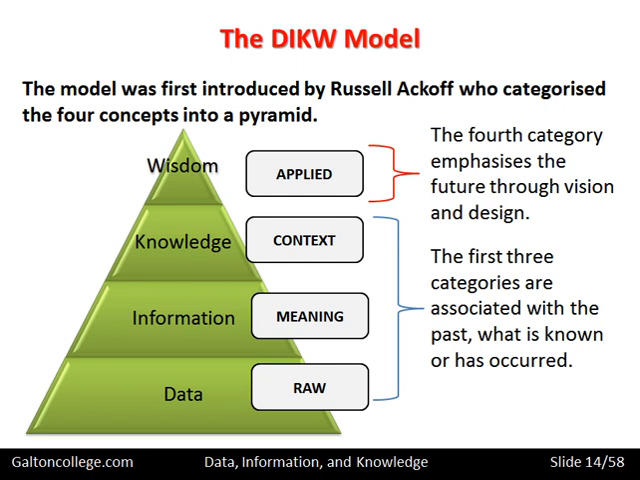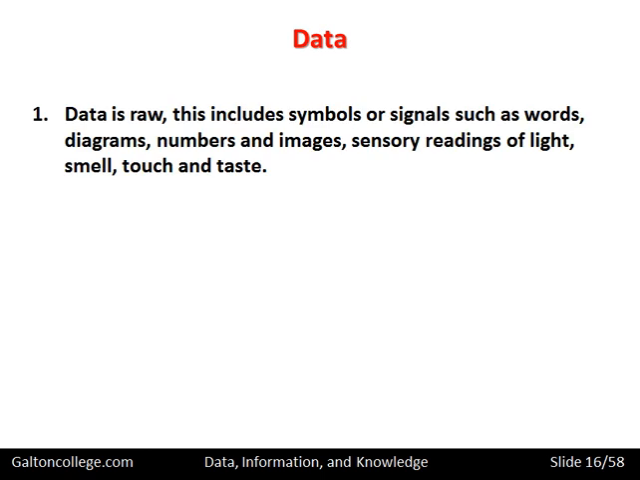So we have our wisdom, knowledge, information, data pyramid, and this is what links the various bits in our discussion in this session. Now I'm going to look at each of these in slightly more detail. We're going to start with data and work our way across that. So data is raw. Data includes symbols or signals such as words, diagrams, numbers, images, sensory readings of light, smell, touch, taste.